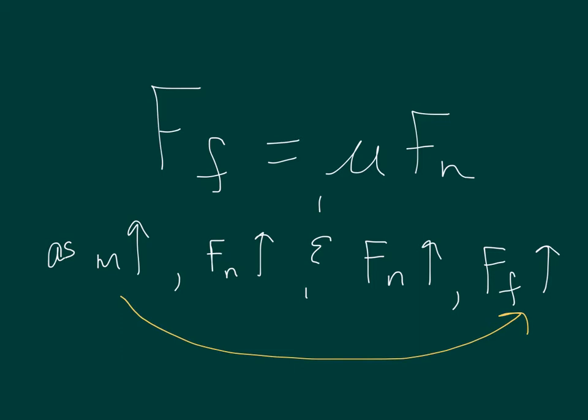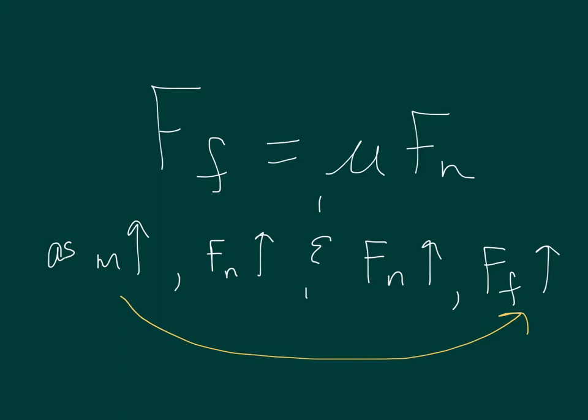We also know that sometimes Fn is equal and opposite to the weight of the object. Like right now, Fn is equal to the weight of that object, because the weight is pushing down and Fn is pushing up, and it's in equilibrium.